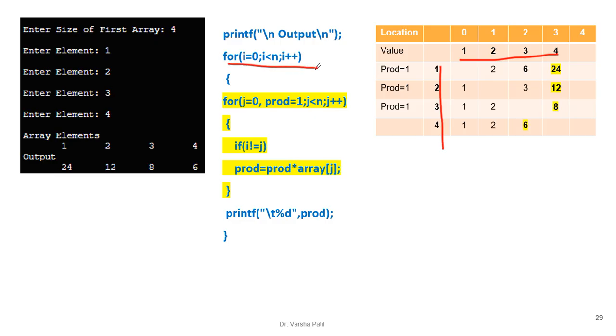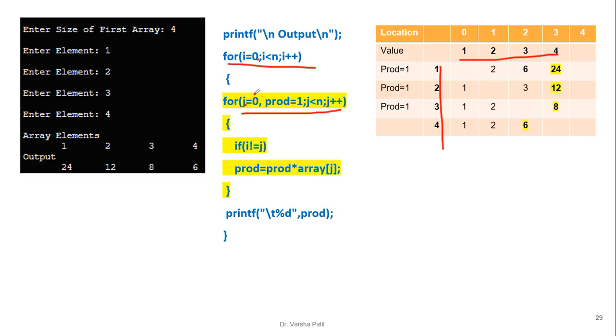For i equal to 0, i less than n, i++, and for j equal to 0, j less than n, j++. So initially i is 0 and j is 0, so the element is 1 and 1. When they are 1 and 1, that is, the location is the same, we don't want to take that element into the multiplication. That's why the condition is: if i is not equal to j, then we do the product. So initially it will not go into this condition because i is equal to j.